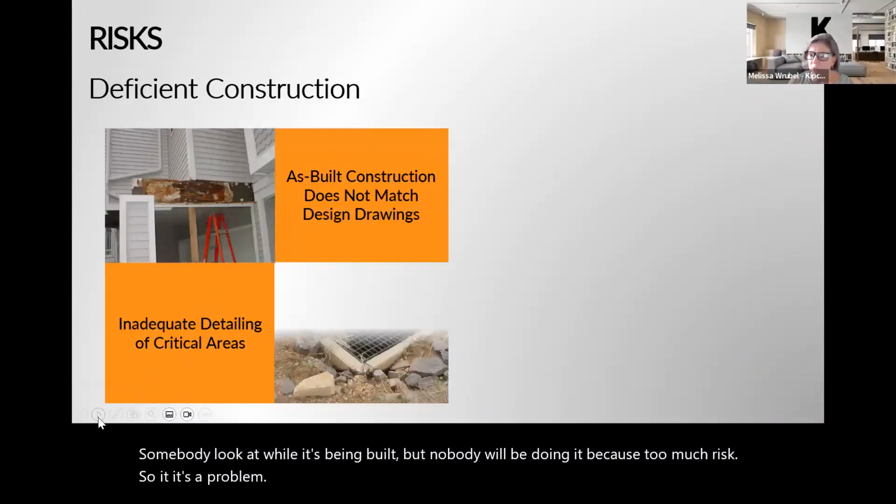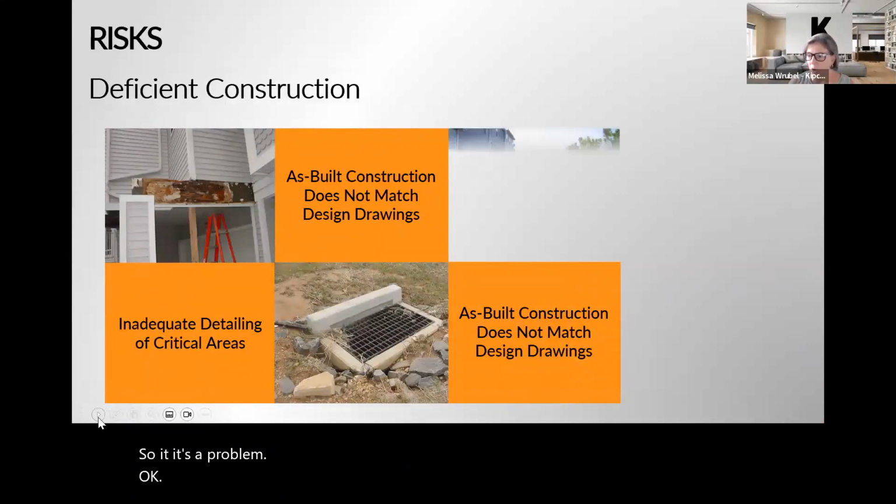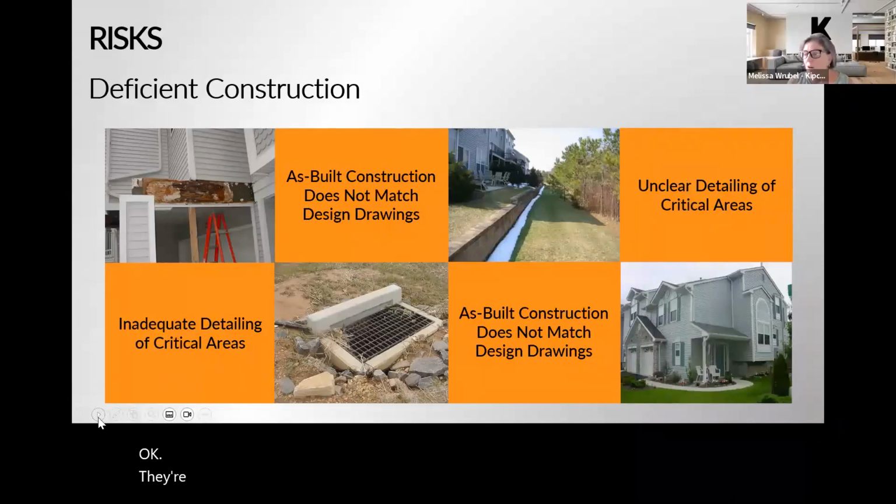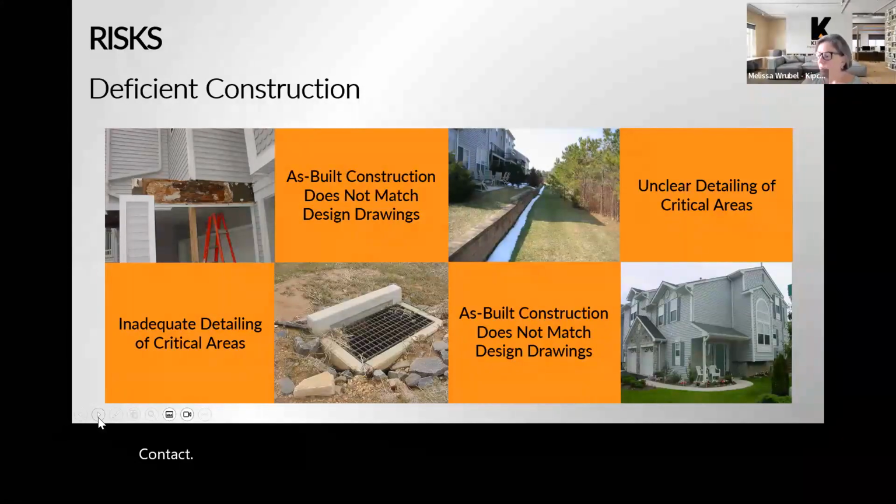Right. Okay, I'm going to move quickly through this because we only have a couple of minutes left. There may be different types of deficiencies that we find. One of them is inadequate detailing of critical areas. These are areas where water can get into the building. They're not flashed properly, or the design drawings are silent on how they should be flashed, and the contractor builds it in a certain way that is improper, and water can get into those areas. So detailing of areas that are prone to water infiltration is very important. We look at those areas pretty closely.